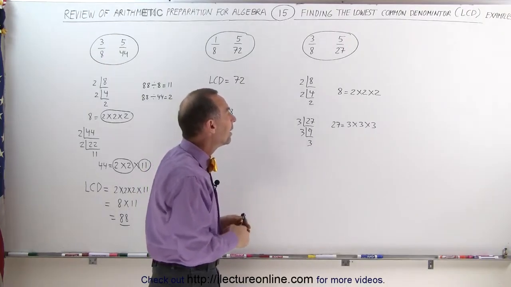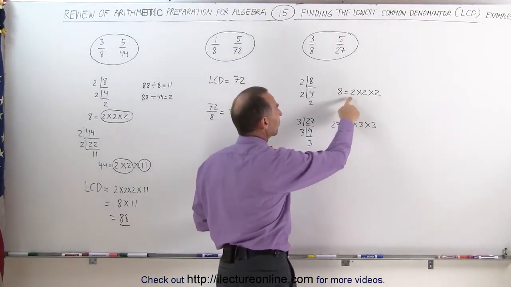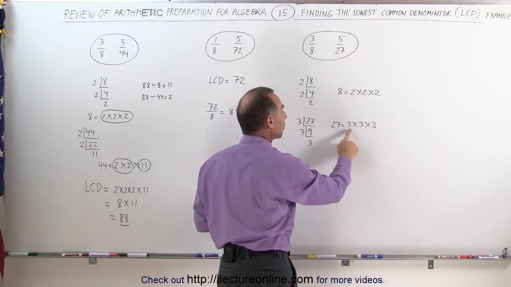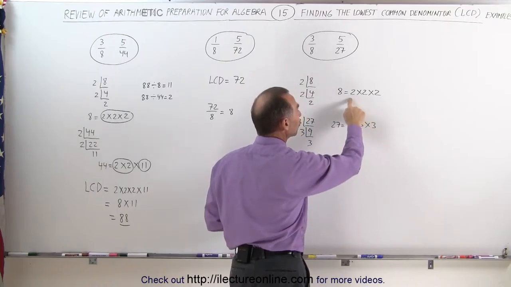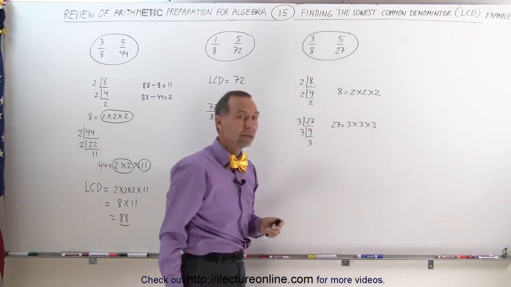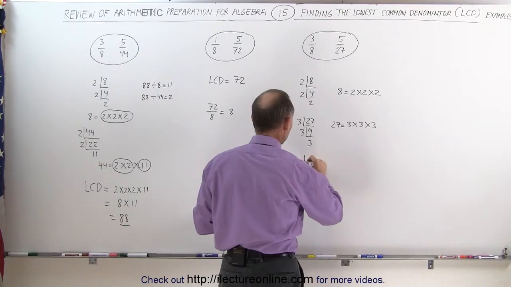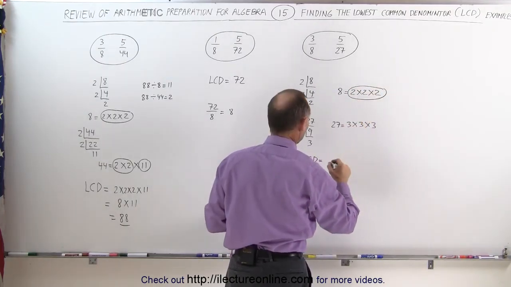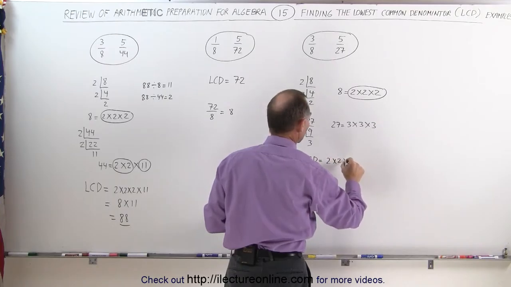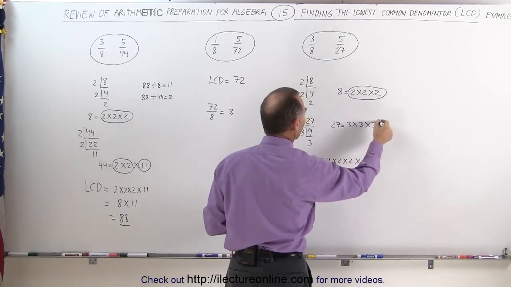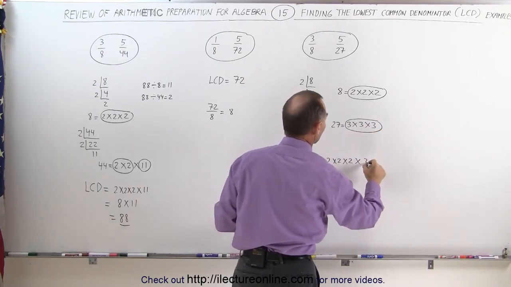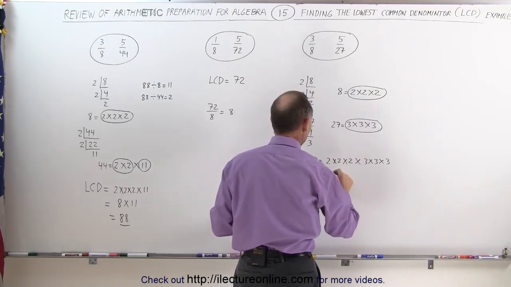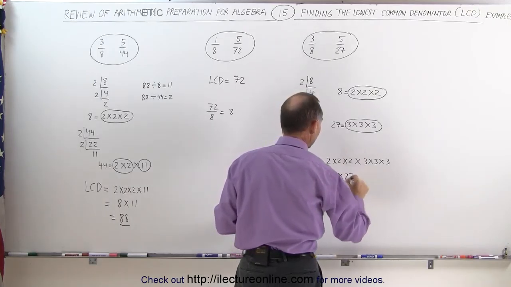And why do I know that? Because when I write 8 as a product of its prime factors, and I write 27 as a product of its prime factors, notice there are no prime factors in common, which means that the lowest common denominator is simply equal to, since there are 3 2's here, you take the largest number of them, 2 times 2 times 2, and you multiply that times the largest number of 3's that you find, which is 3 times 3 times 3, which means the lowest common denominator is 8 times 27.